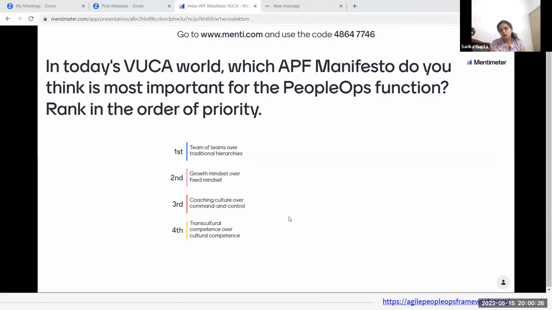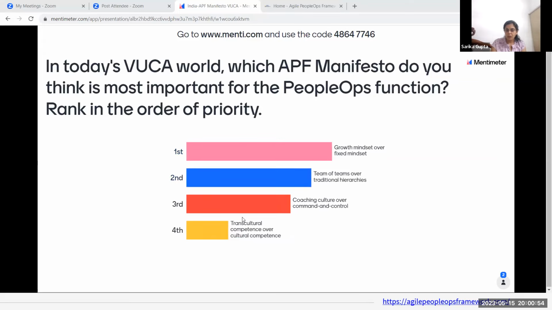So we have talked about 4 manifestos here, right? The question is, in today's VUCA world, which APF manifesto do you think is most important for people operations functions? Rank it in order of priority. Is it team of teams over traditional hierarchies? Is it growth mindset over fixed mindset? Is it coaching culture over command and control, or cross-cultural competence over cultural competence?